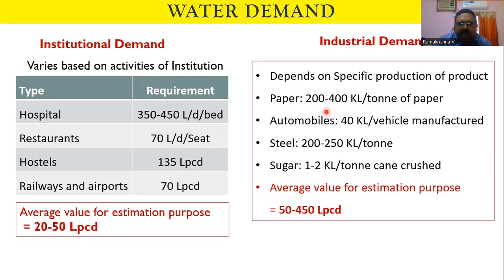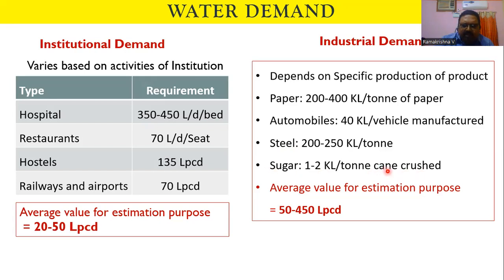That's why the paper industries are mostly located on the banks of rivers, to take this much water from the rivers. Automobiles, 40 kiloliters per vehicle manufactured, and then steel, 200 to 250 kiloliters per ton of steel produced. Sugar industry, 1 to 2 kiloliters per ton of cane crushed.